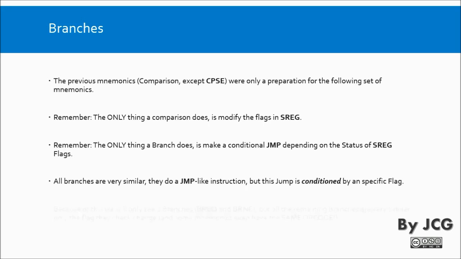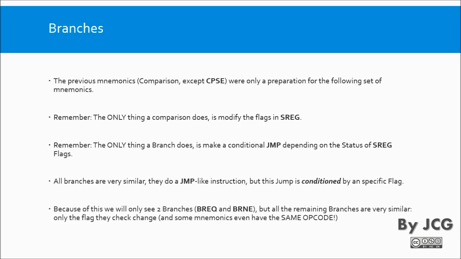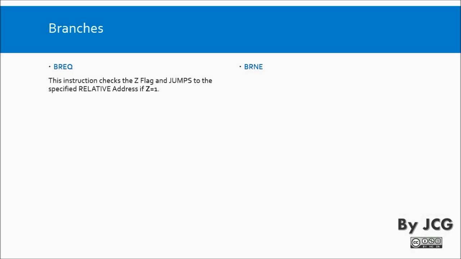All branches are very similar. They do a jump-like instruction, but the jump is conditioned by a specific flag. Because of this, we will only see two examples of branches, which are branch if equal and branch if not equal, but all the remaining branches are very similar. Only the flag or flags they check change, and some mnemonics even have the same opcode. So let's start with branch if equal.